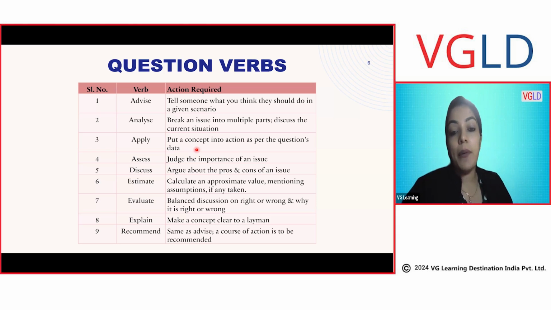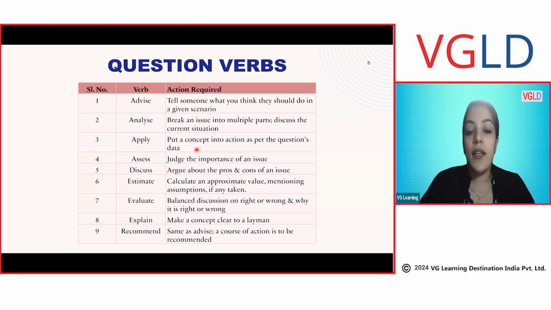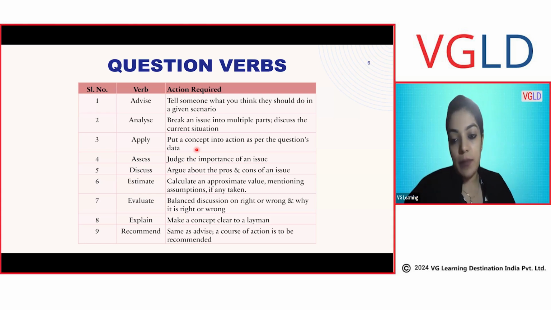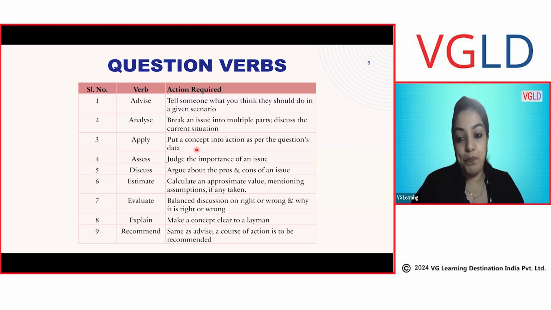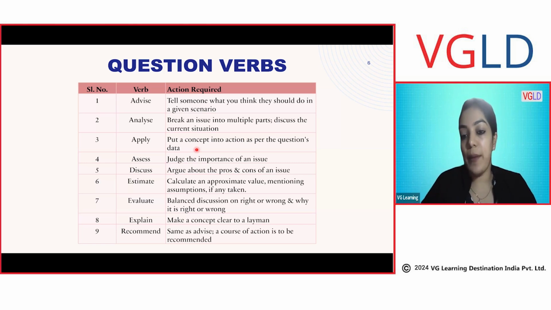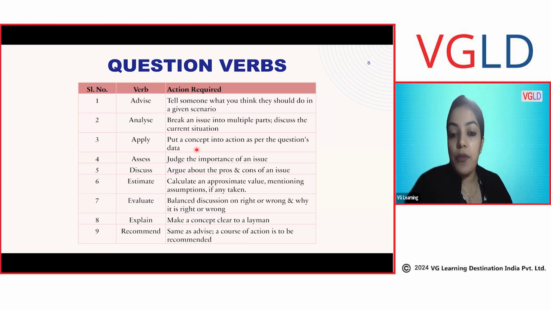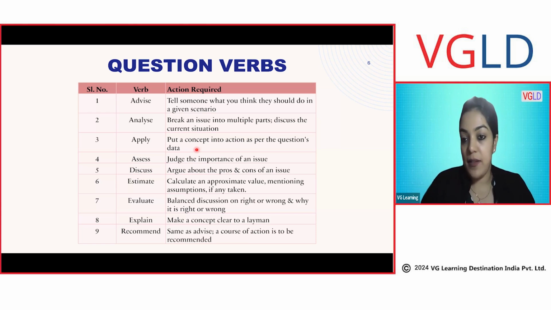Then second type of word which can come in exam is analyze. Break an issue into multiple parts. Discuss the current situation. If the question is asking you to analyze, then you need to break the issue into multiple parts. That means you have to do the discussion in detail for each of these parts as per the question's requirement. Okay? Then the third type of verb is apply.